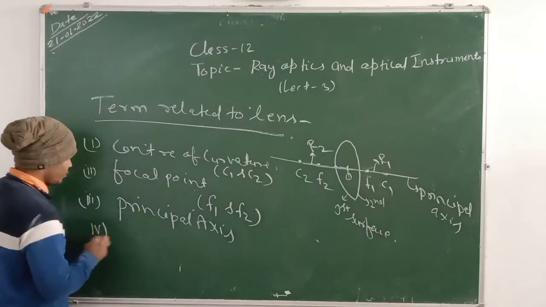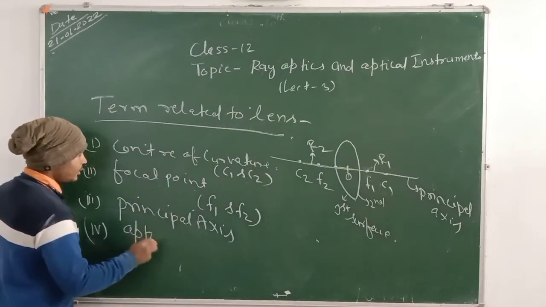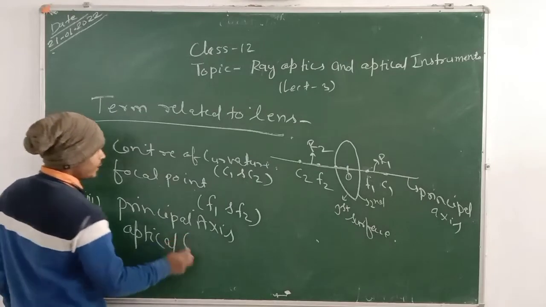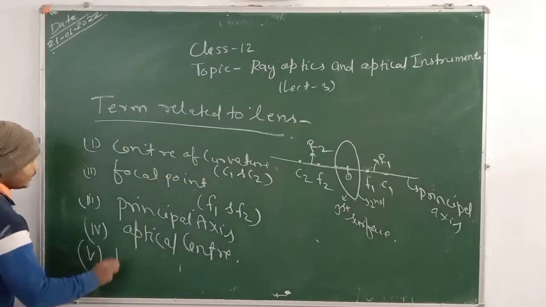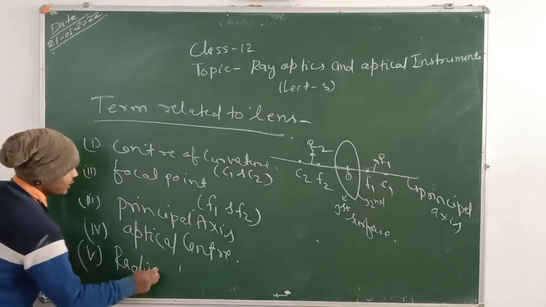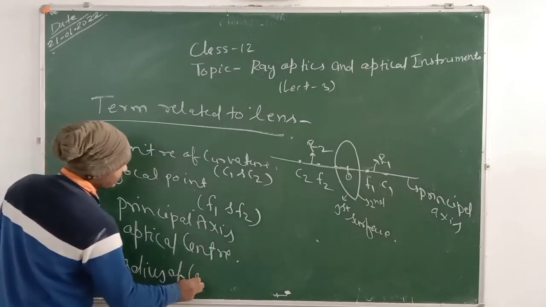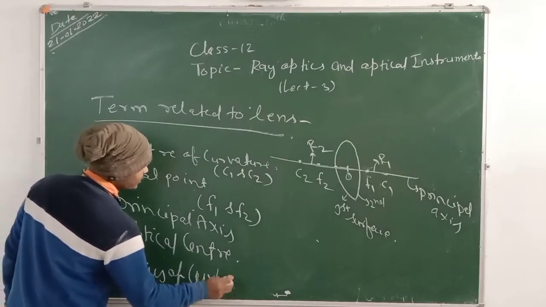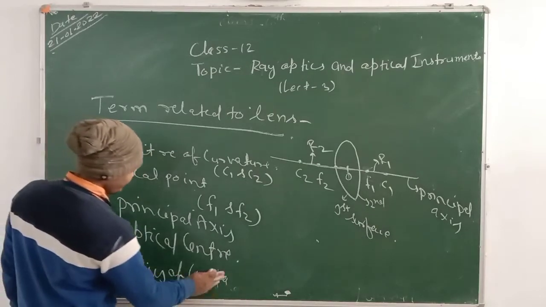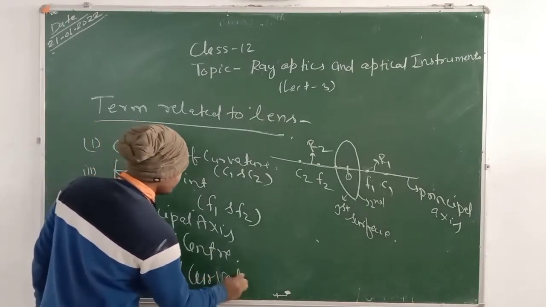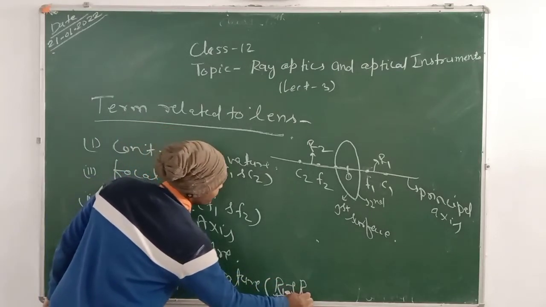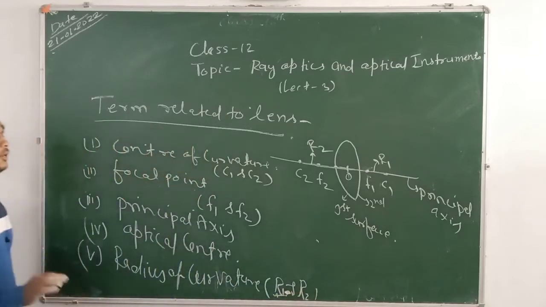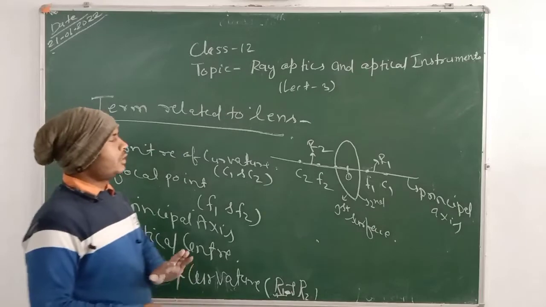So the fourth one I am writing here is optical center. And the fifth one is the radius of curvature. Means there are two radii of curvature. One is R1 and another one is R2. So these are the major terminology that is used in the lens.